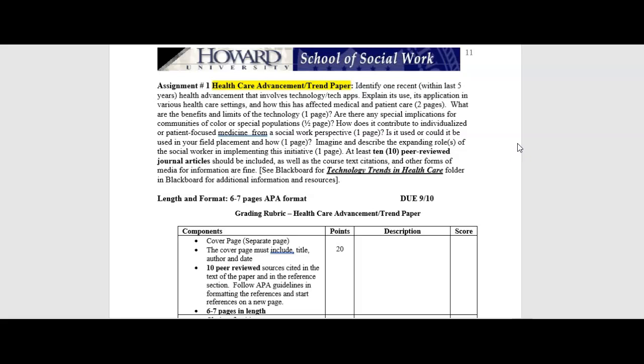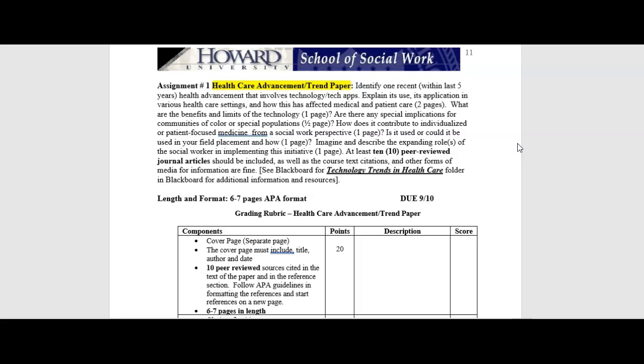I want to make sure that when you write your healthcare advancement and trend paper, you make it relevant, and think about that healthcare advancement and/or trend in the era of COVID-19. So think about some of the healthcare advancements that are evolving now to help address this pandemic. Also think about the more recent trends, such as electronic medical records and virtual medicine. Think about how these most recent advancements have helped us, particularly with COVID-19.